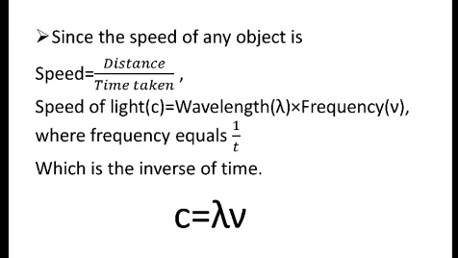Now, since the speed of any object, according to physics, we define that to be the speed is equal to distance divided by the time taken. Now, for light or any of those electromagnetic radiation forms, we say speed of light is equal to the wavelength, which is represented by the Greek letter lowercase lambda, and multiplied by frequency, which is lowercase nu in the Greek alphabet.